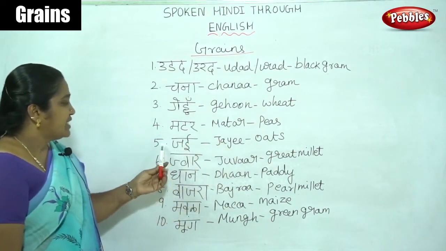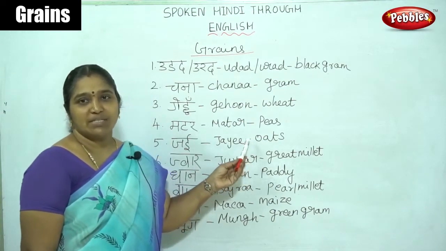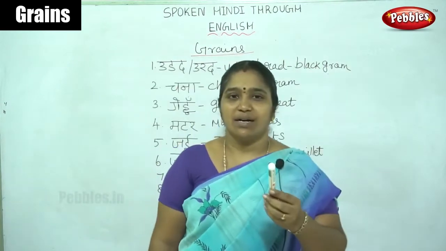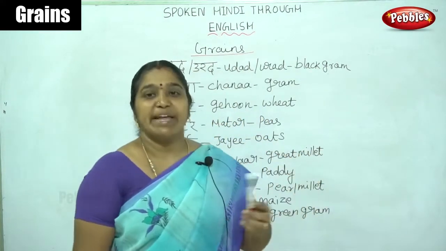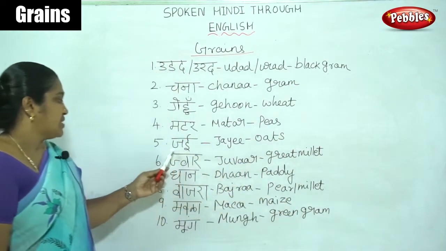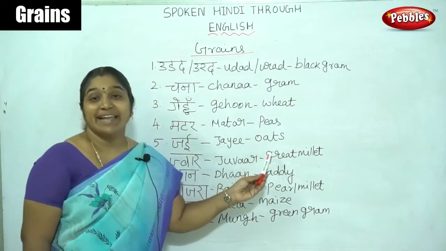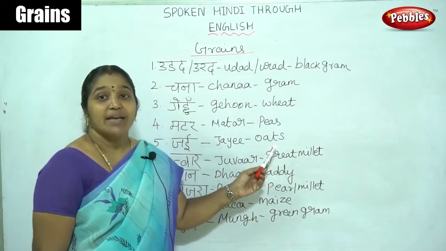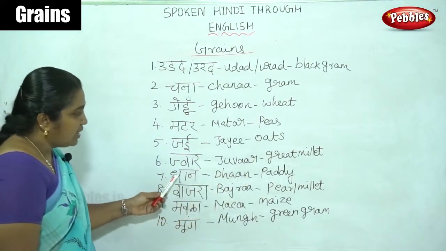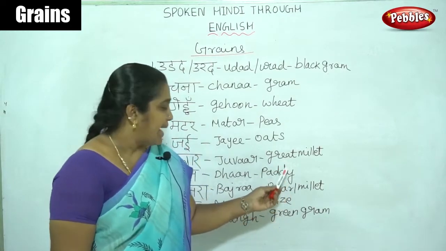Then the fifth one is jai. Jai means oats. For a diabetes person, they can take oats as breakfast. Then the sixth one is zwar. Zwar means great millet. Then the seventh one is dan. Dan means paddy.